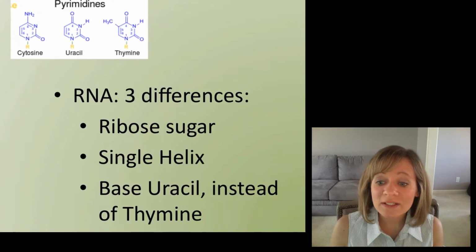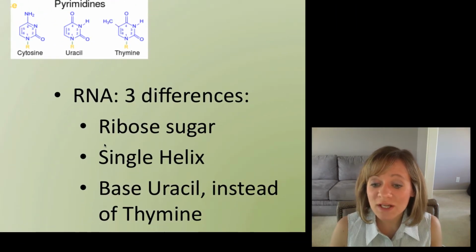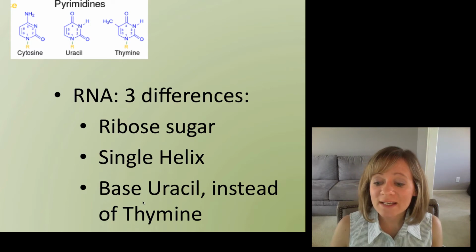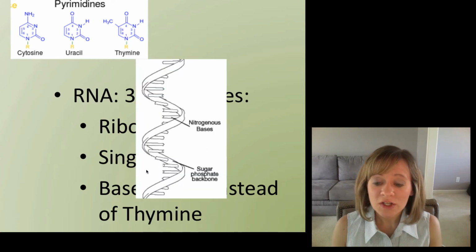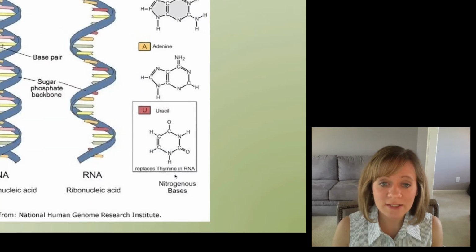Now RNA is a little bit different. Instead of having deoxyribose, it has the sugar ribose. It's only a single helix. And instead of thymine, it has the base uracil. And again, I hope some of this is coming back to you from your freshman biology. So RNA is simply a single strand, not a double strand.